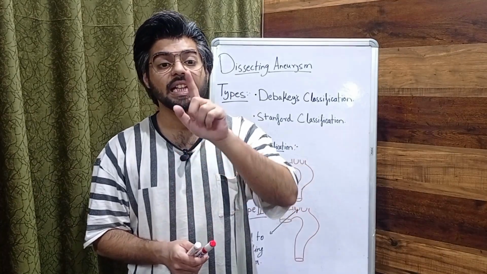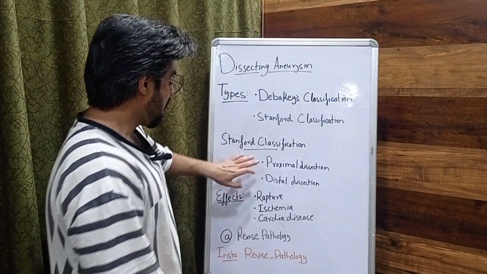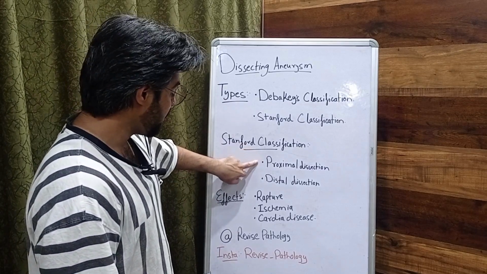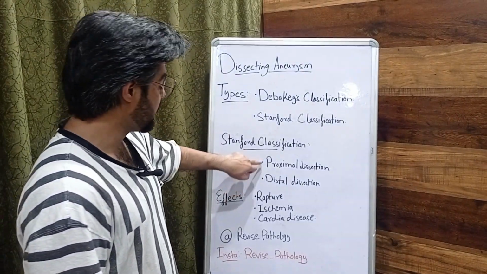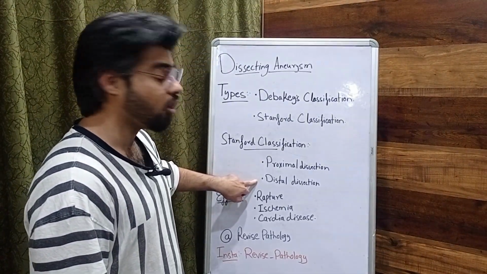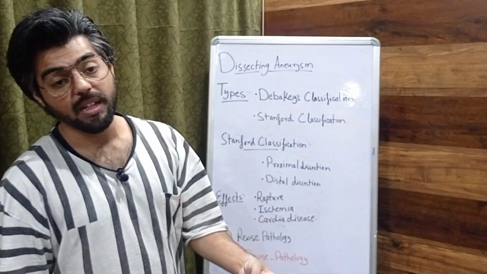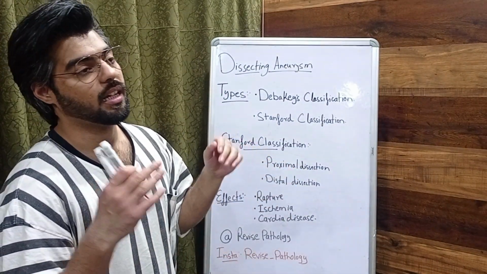Now we will come to the Stanford classification. Coming to the Stanford classification, it is two types: proximal dissection and distal dissection. The proximal dissection is called type A, and the distal dissection is called type B. Coming to the effects, there can be rupture, ischemia, and any cardiac diseases can occur.